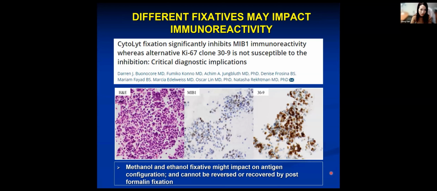Literature has reported that different fixatives may impact the immunoreactivity. For instance, findings from this study show that ethanol fixation significantly inhibits Ki67 when they use the MIB1 clone, whereas this effect doesn't occur for clone 39. Multiple studies have highlighted that both methanol and ethanol fixatives can influence antigen configuration. And also this alteration actually cannot be reversed or recovered by post-formalin fixation.